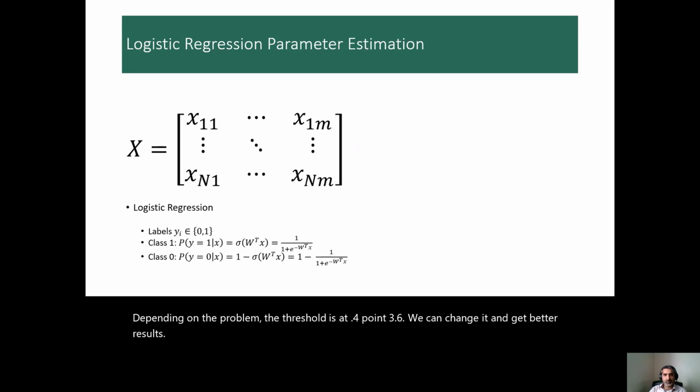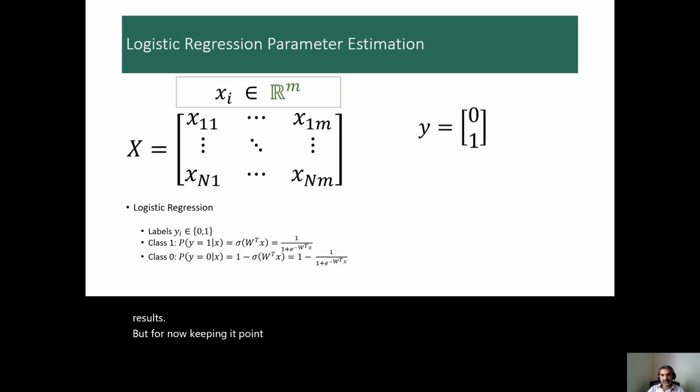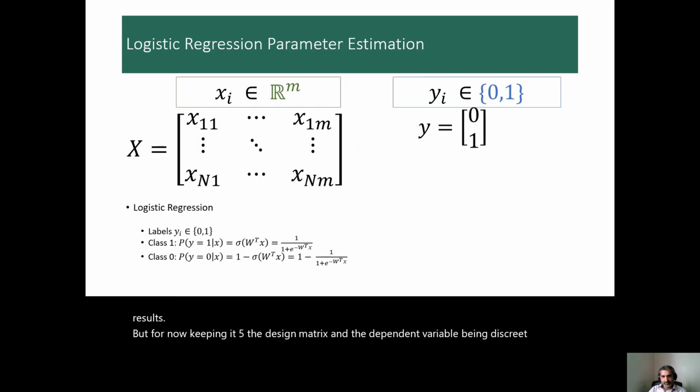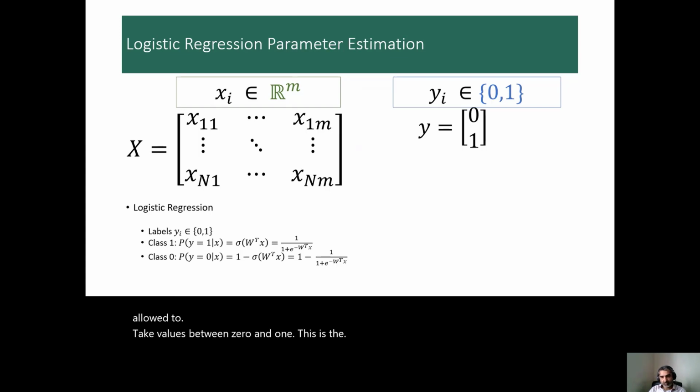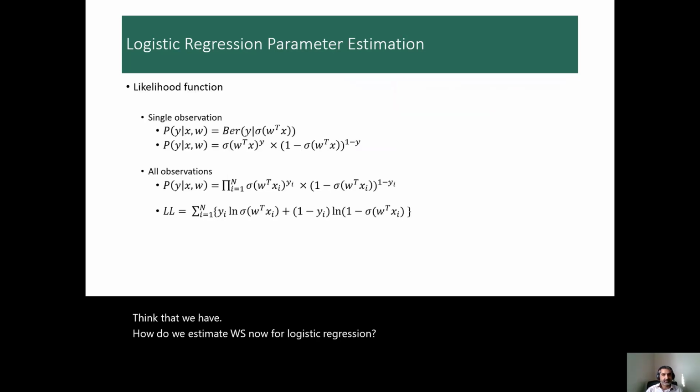But for now, keeping it 0.5, the design matrix and the dependent variable being discrete, allowed to take values between 0 and 1, this is the thing that we have. How do we estimate W's now? For logistic regression, probabilistically, we can first try to reach the likelihood function.